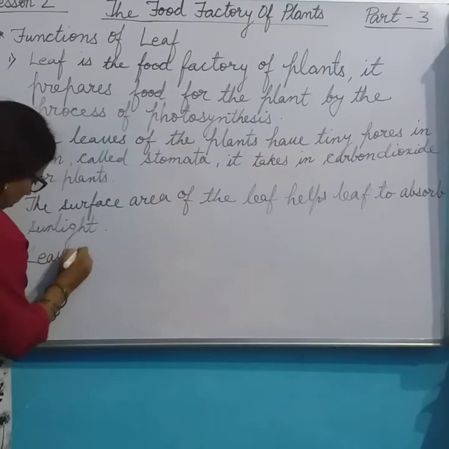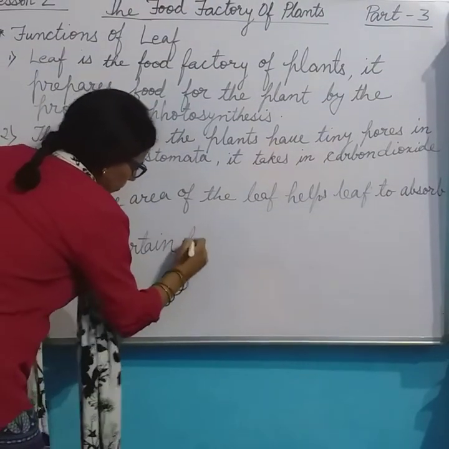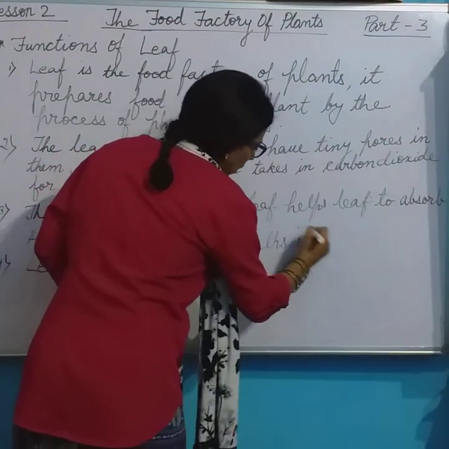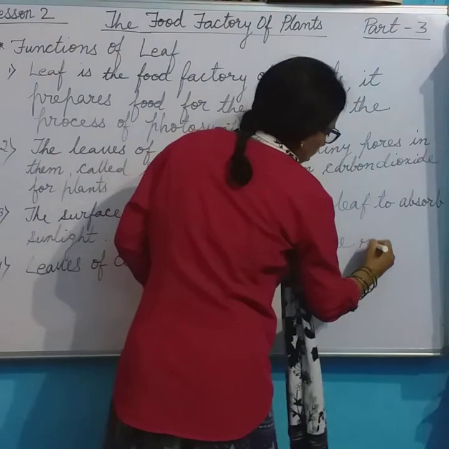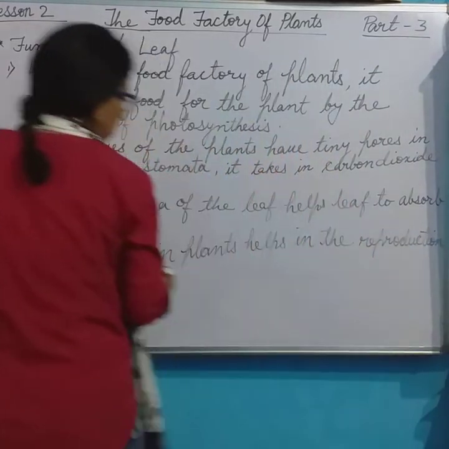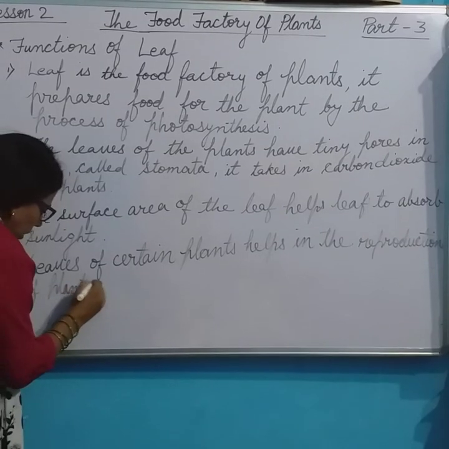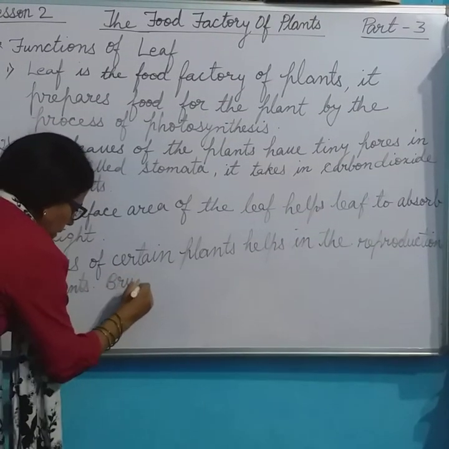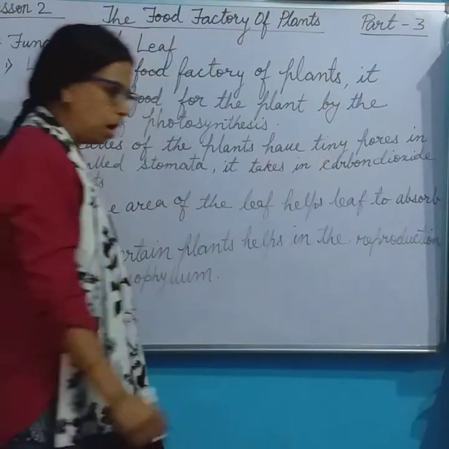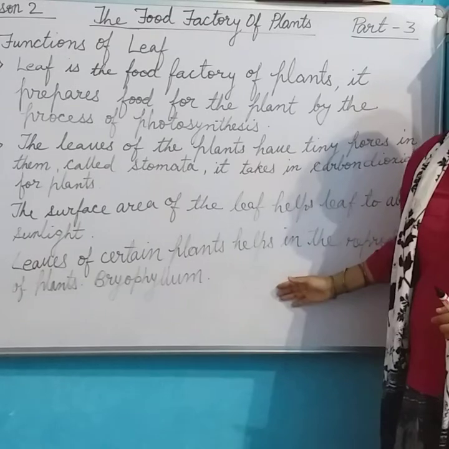Leaves of certain plants help in the reproduction of plants. Example of such plant is bryophyllum. This is one such plant, bryophyllum. Children, note down this in your copy. Then we will move to the next topic.